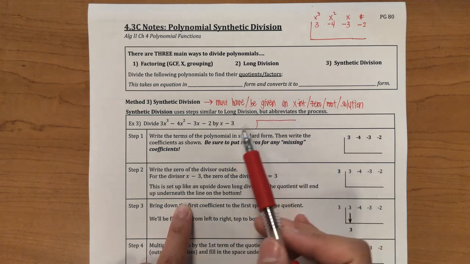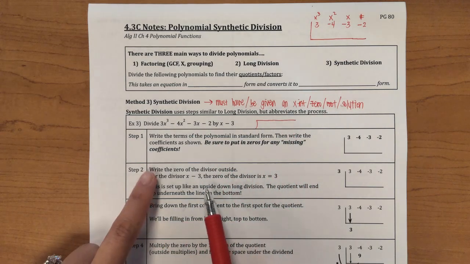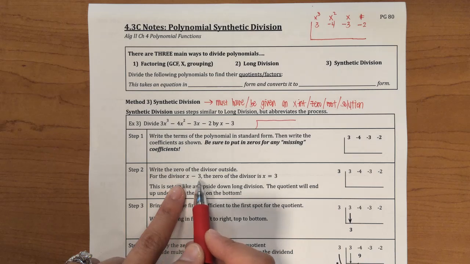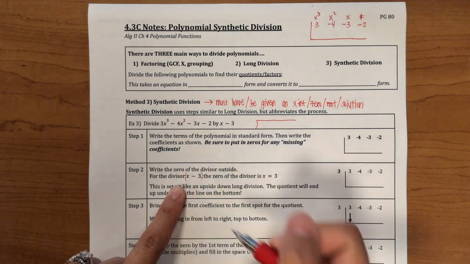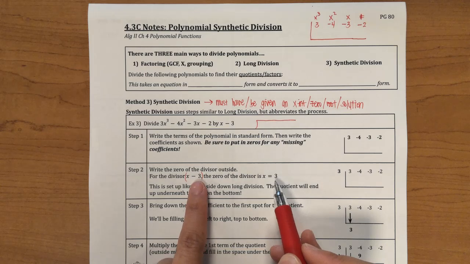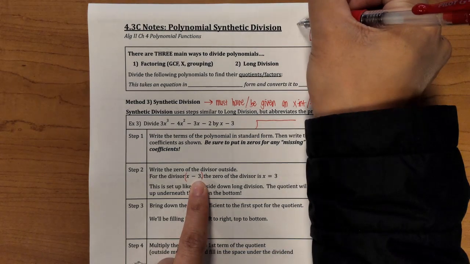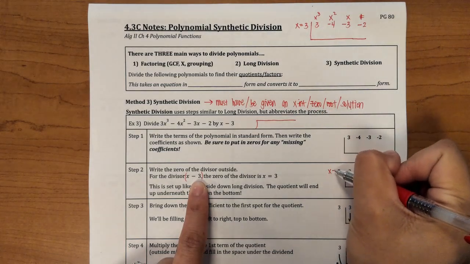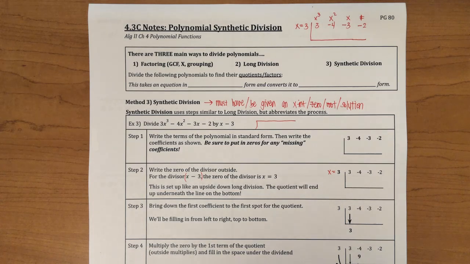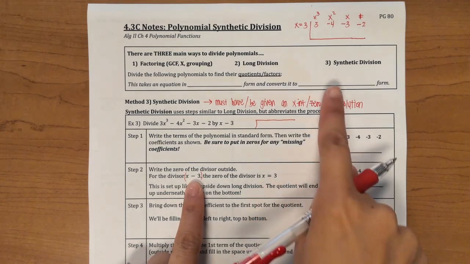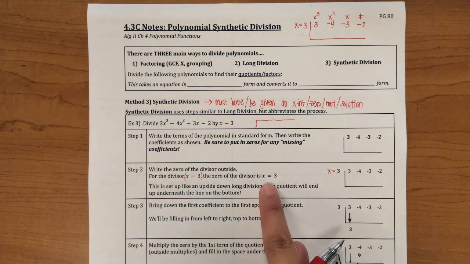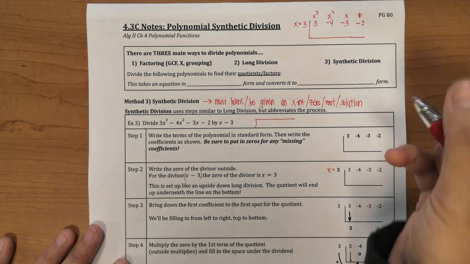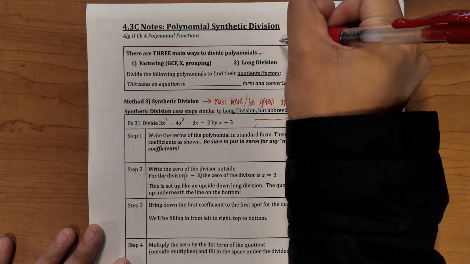Notice the negatives and positives are really important. And then you write the zero of the divisor outside. So if the divisor is x minus 3, we know that my solution is x equals 3. So I'm going to write x equals 3 on the outside. Here I didn't put the x equals, but it's really helpful because you'll know then when to switch your signs or not. Do you see how you're inside the parentheses? You have to switch the sign. So now this is like an upside down division problem, and your answer is going to be here, your quotient.